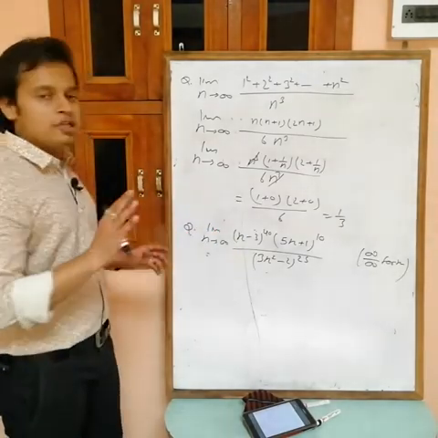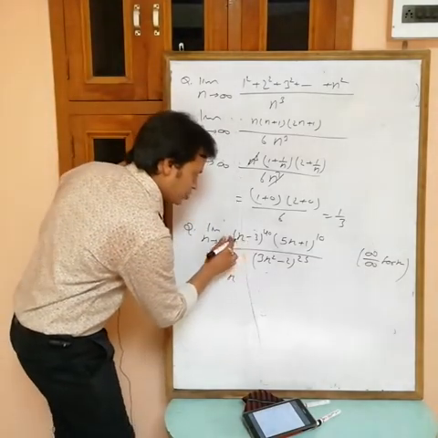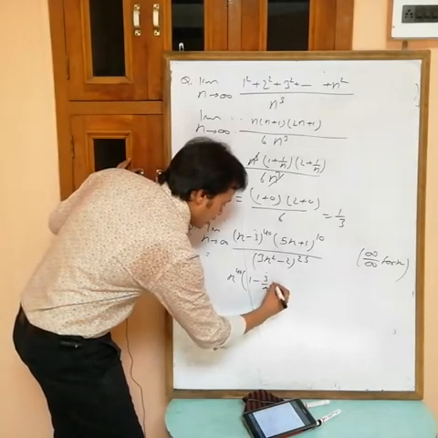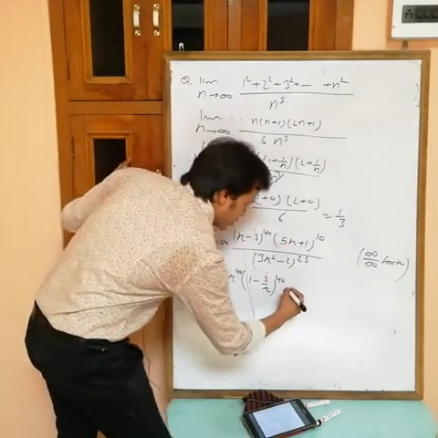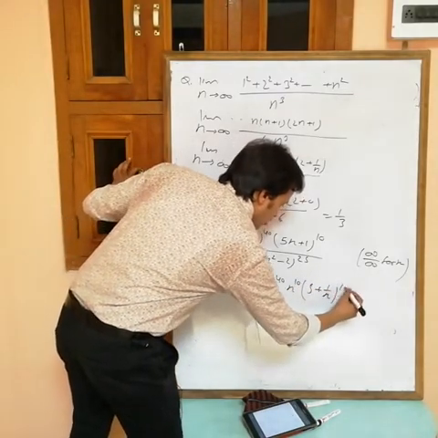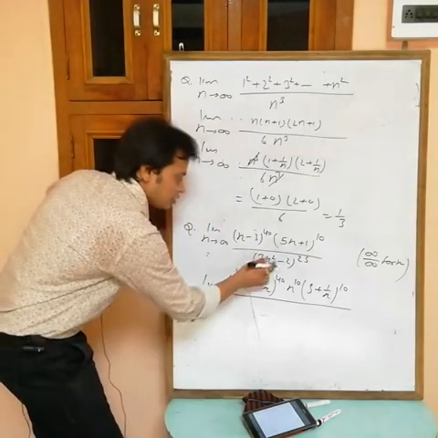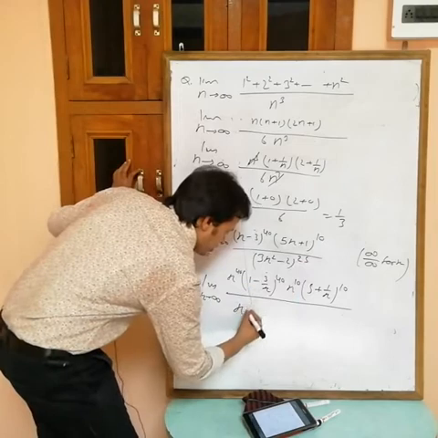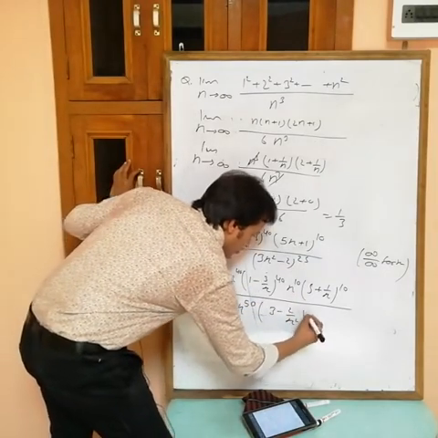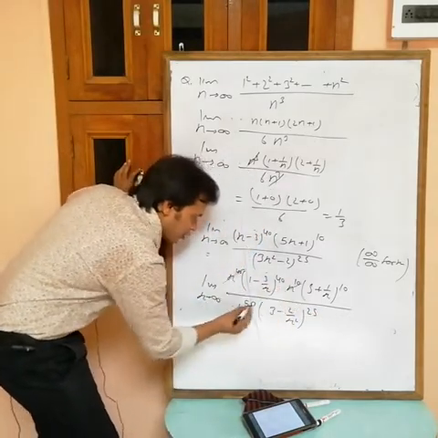No, take highest power of x common. From the sum, if you take x common, then what you will get? x outside, power 40, (1 minus 3 by x) power 40. If you take common x, x power 10, (5 plus 1 by x) power 10. Limit x tending to infinity, x square common, x square power 25 is x power 50, and (3 minus 2 by x square) power 25. x power 40 into x power 10, x power 50 cancel out.